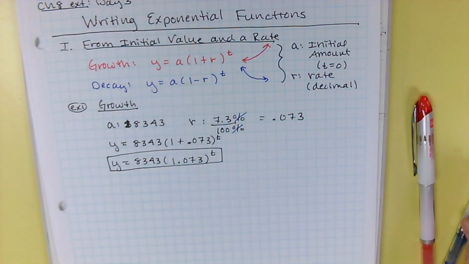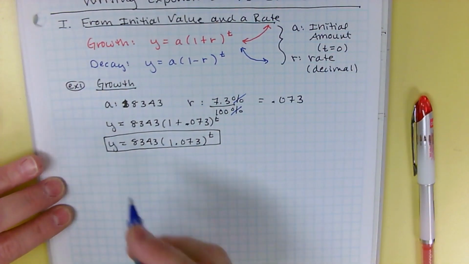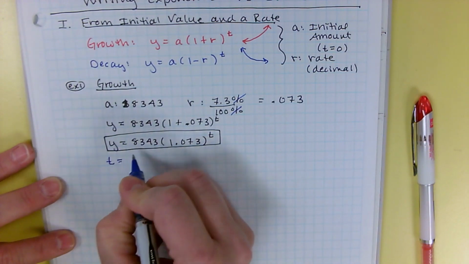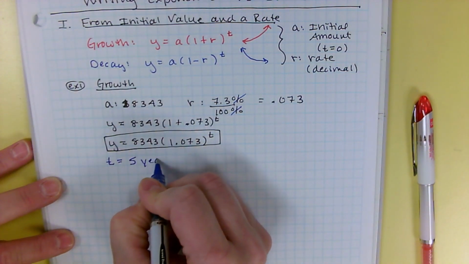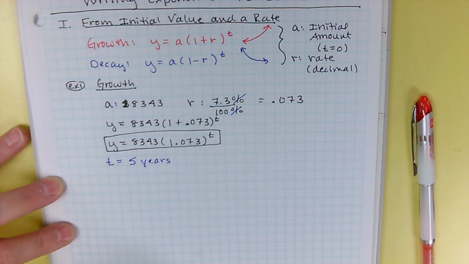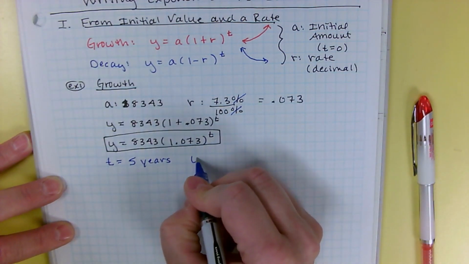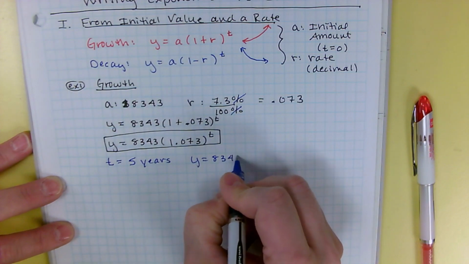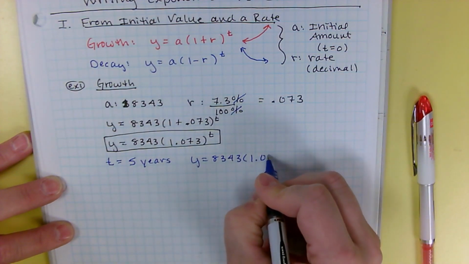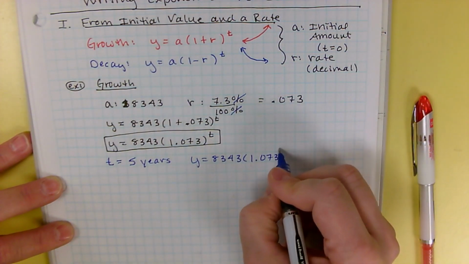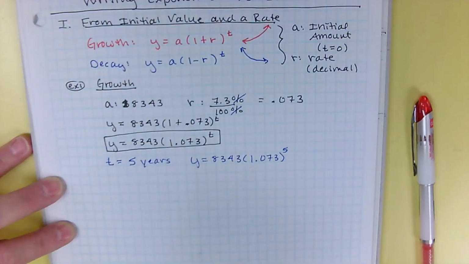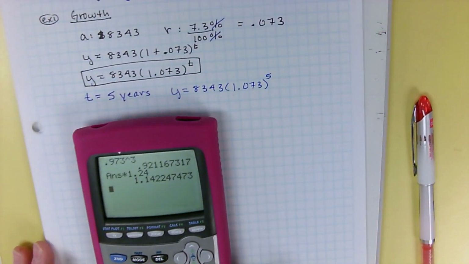So the question is, how much money are you going to have in 5 years if you keep doing this? So t equals 5 years. To figure that out, you're going to substitute a 5 for the t. So y equals 8,343 times 1.073 to the power of 5. And this is definitely a calculator question.